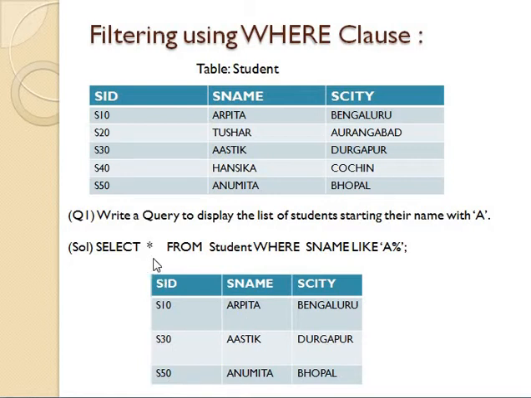So this query is showing you the SID, SNAME, and SCT for all these students whose name starts with the letter A. That's why out of all these students, only Arpita, Astik, and Anumita get displayed in the output table along with their corresponding SIDs and the corresponding SCT.